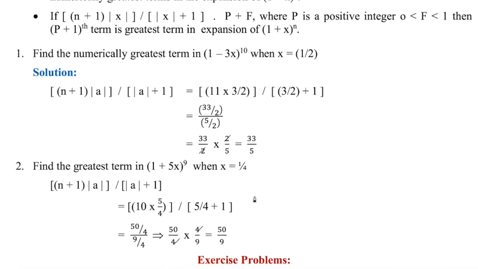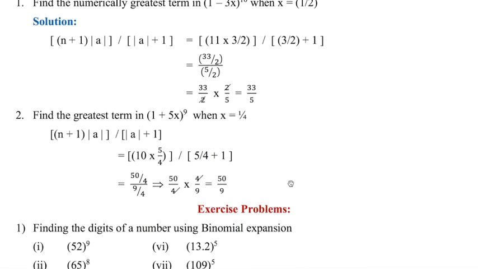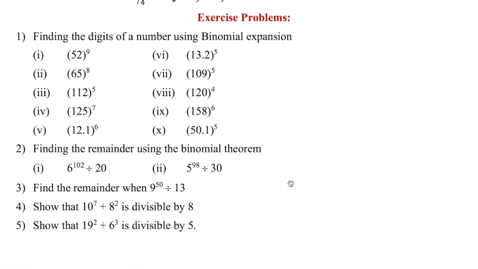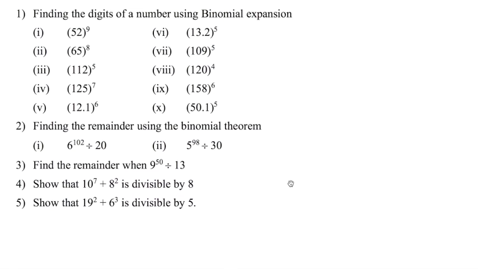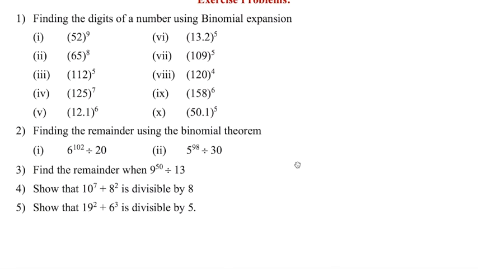Find the greatest term in (1 plus 5x) whole power 9 when x is 1 by 4. Here we got 50 by 9. So the sixth term is the greatest term. Finding the digits of the numbers using binomial expansion. See, these are not very difficult problems. You can solve these problems, and if you have any question, any query, you can always ask me in the comment section. This is the end of the chapter.